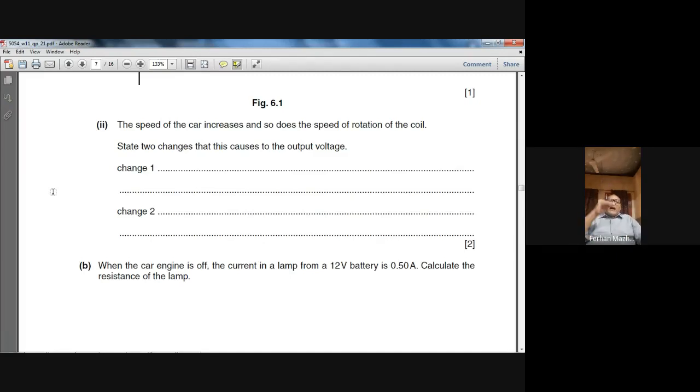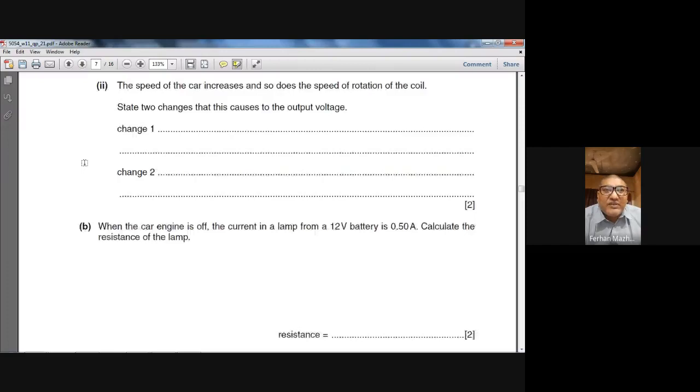So when you draw it on the graph, the amplitude of that graph will increase because the output voltage will be larger. The graph will have higher amplitude. The second difference is that when you move the coil of the generator faster, the time period of the wave becomes smaller. When the time period becomes smaller, the frequency becomes larger. I will check this from the marking scheme also.